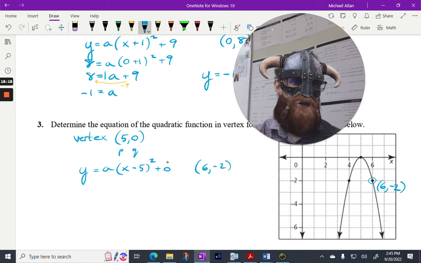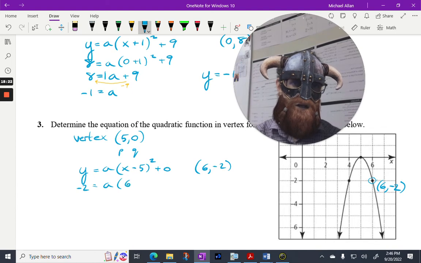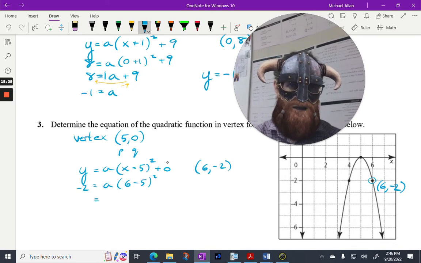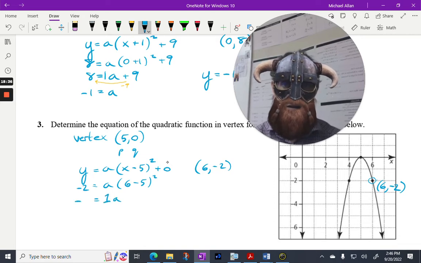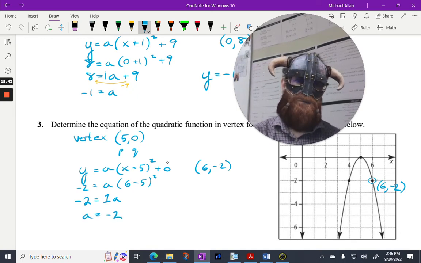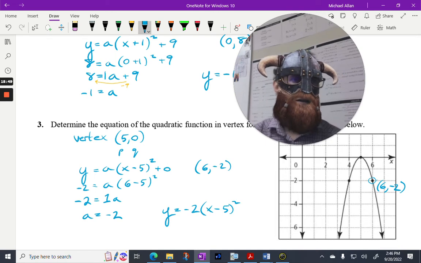So if I put a 6 into this equation, I need to get a negative 2 out. I'm just going to ignore the 0. So I'm going to do a little bit of math here. 1 minus 5, mental math, sorry. 1 minus 5 is... 1 squared is 1. So this is going to be 1 times A, which is equal to negative 2. So A is equal to negative 2. So my equation is going to be negative 2 bracket x minus 5 squared.